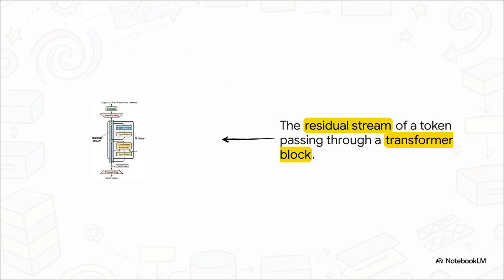But along the way, it gets continuously enriched. Information is pulled off the highway, processed through the multi-head attention layer and the feed-forward layer, and then boom, that new enriched context is added right back into the residual stream. It's just a continuous process of constantly upgrading the word's meaning.